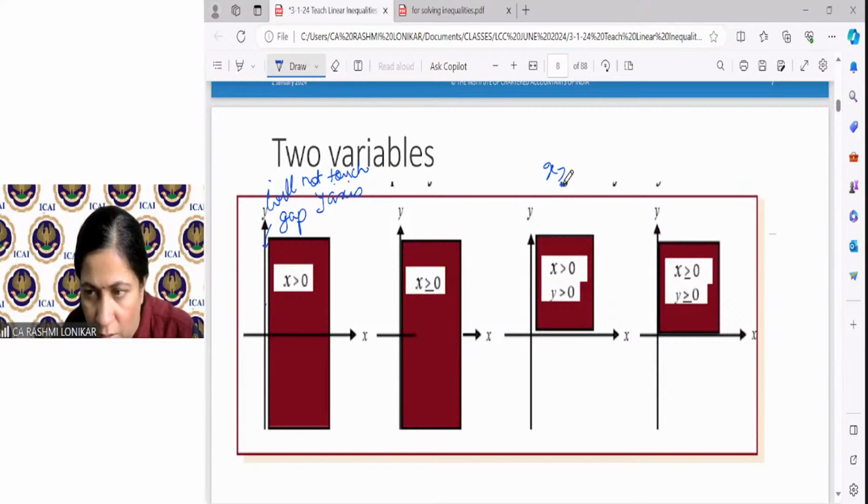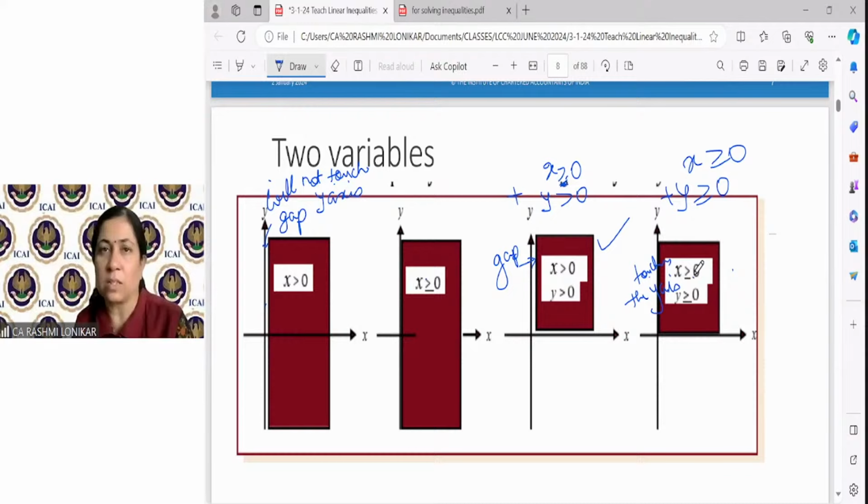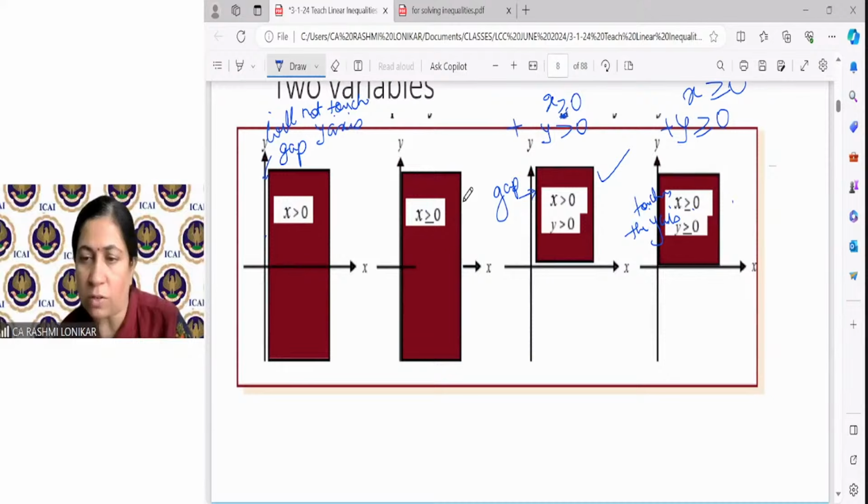These are x is greater than 0. If I add the condition y is also greater than 0, then I get this. Now, this is x greater than or equal to 0, and I add the condition y is greater than or equal to 0, then I get this. Again, as you can see, there is a gap over here. The gap is not over here. This touches the y-axis. Okay. So, these are the two ways in which you must understand that we have talked about a single variable and now we have talked about two variables. So, x is going to be positive in first and fourth quadrant and y is going to be positive in first and second quadrant.